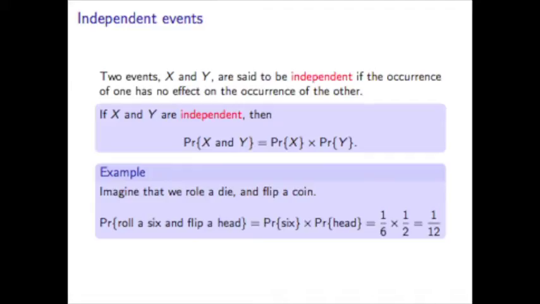The probability that we will get a 6 on the die is 1/6, and the probability that we will get a head on the coin flip is 1/2. So to find the probability that both will occur, we simply multiply those two probabilities and we get 1/12.